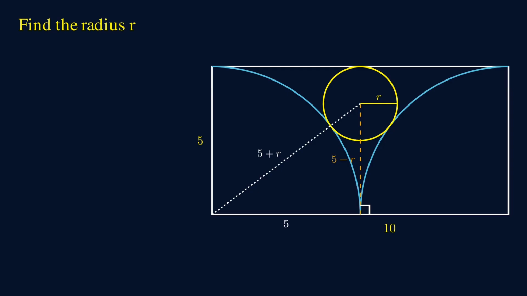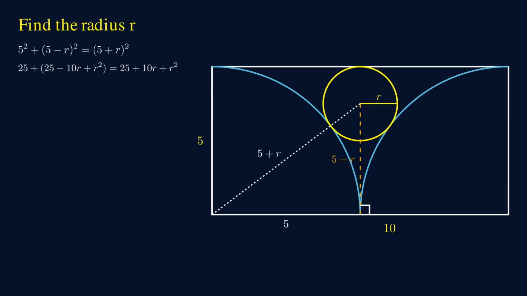And now, basically, the rest is pure Pythagorean theorem. We square the legs and add them. So 5 squared plus the quantity 5 minus r squared equals the quantity 5 plus r squared. Now we just simplify. 5 squared is 25. Expanding 5 minus r squared gives 25 minus 10r plus r squared. On the right side, 5 plus r squared gives 25 plus 10r plus r squared.